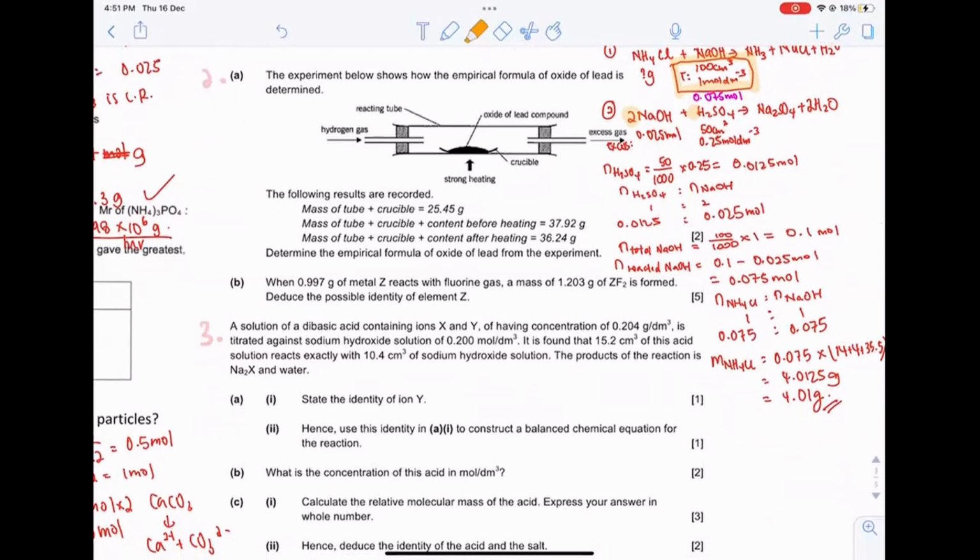Okay, then question 2. Raiden, what's your answer? Wait, my answer for question 2. Yeah, question 2A. I got PbO2. PbO2. Yes. Okay, that is correct.